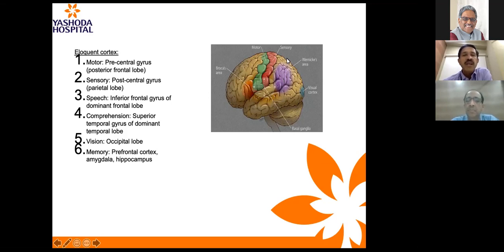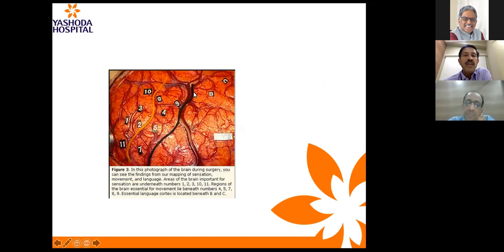It doesn't mean the interconnecting tissue is not eloquent. They are also eloquent because the connectivity is very important. The connectome is as important as the areas in which the nerves originate. Now, how do we first identify the areas in which the nerves originate?